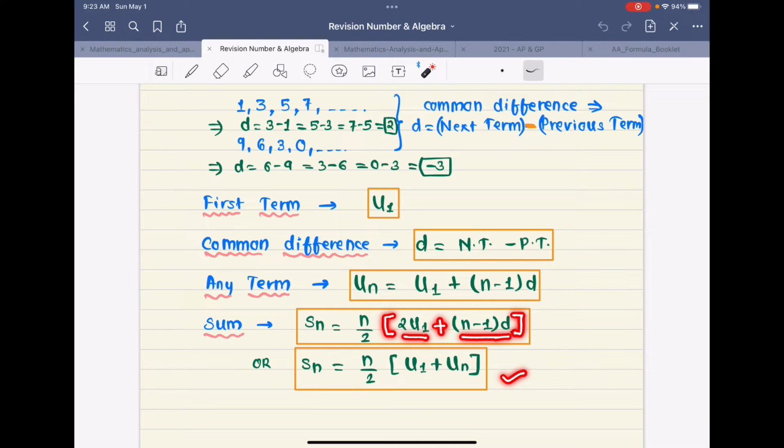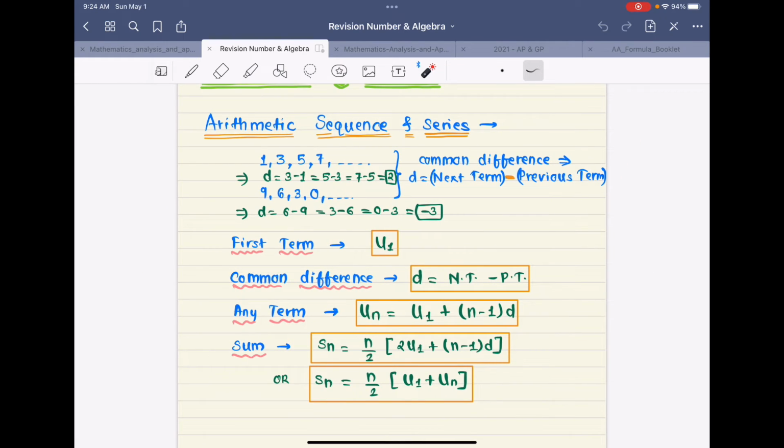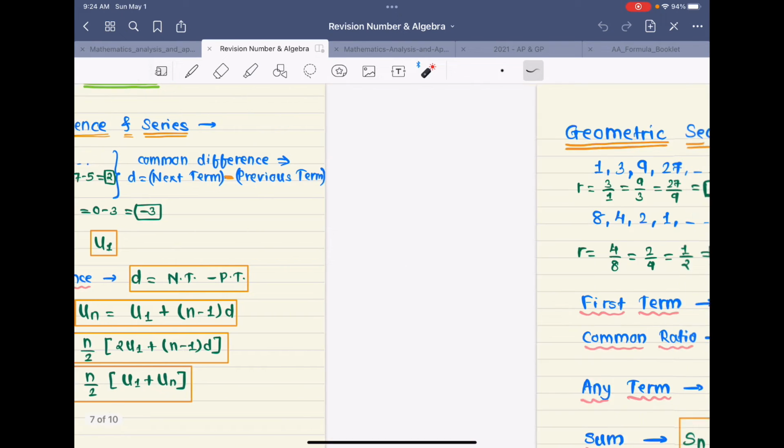The second formula is useful if you know the total number of terms, like 100 or 50, and if you know the first term and the last term, that means the 50th term or 100th term, you substitute that over there. So the second formula is a very short formula, but only if you know the first term and the last term, then you can directly find the sum. This is arithmetic sequence. Let's move ahead to the geometric sequence.